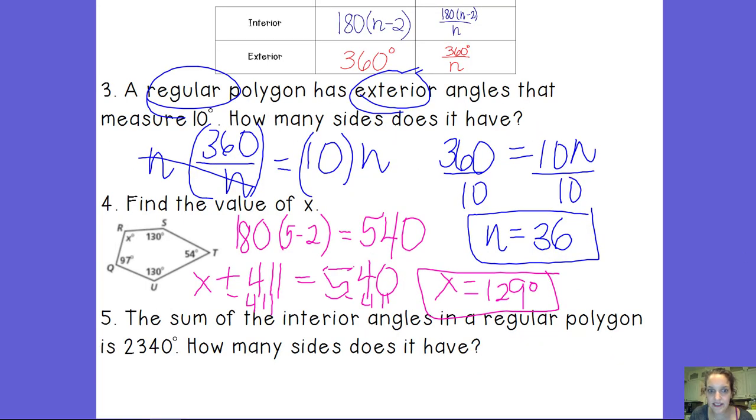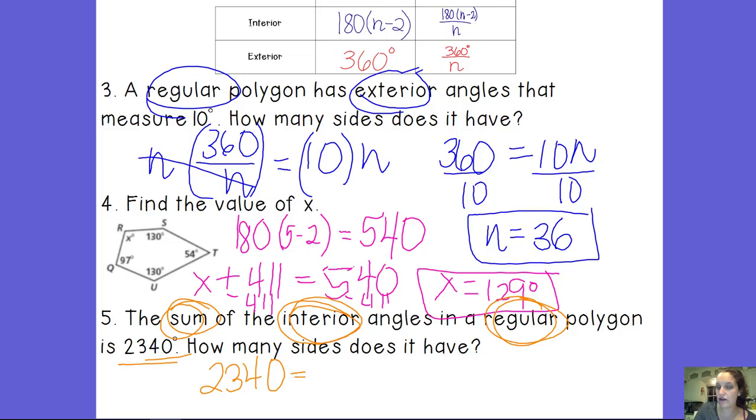And then finally, number 5. The sum of the interior angles in a regular polygon is 2,340. How many sides does it have? It doesn't actually matter whether or not it's regular because we know the sum. I know the sum is 2,340. I do not know the number of sides. That's what I'm trying to solve for. I don't know n, but I do know that this should be equal to 180 times n minus 2.